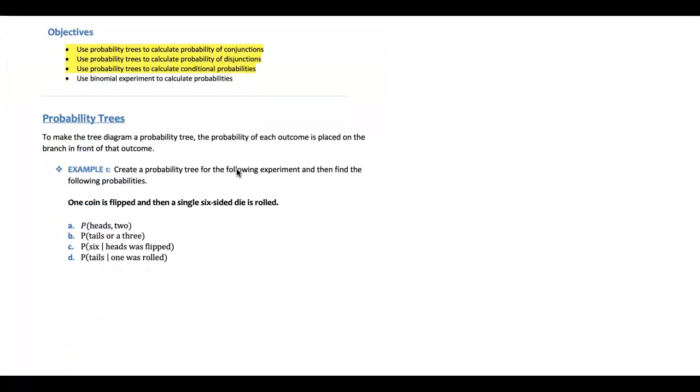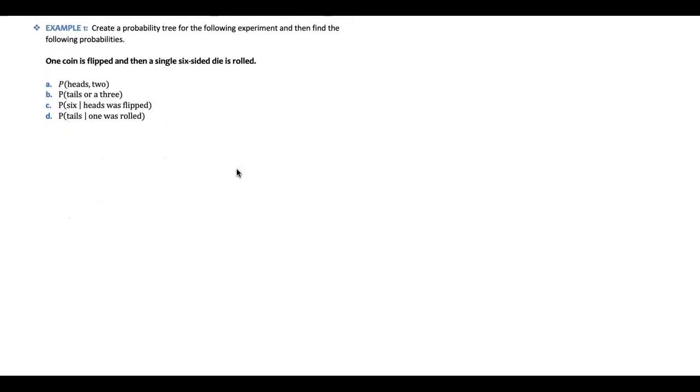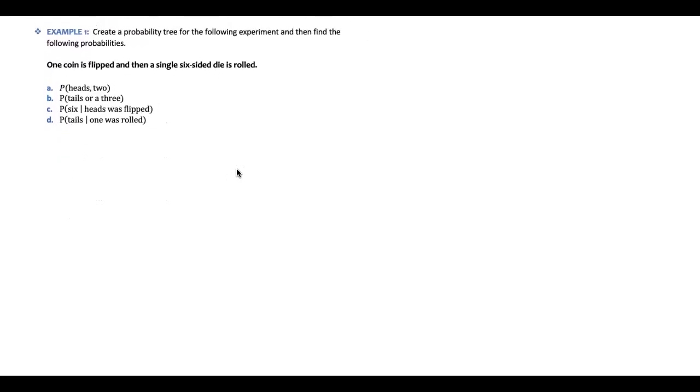Let's begin with example 1. Create a probability tree for the experiment. One coin is flipped and then a single six-sided die is rolled, and then we'll calculate the following probabilities. Let's begin with our probability tree. I'm going to make my tree horizontally, although there are other ways that you could make your tree.